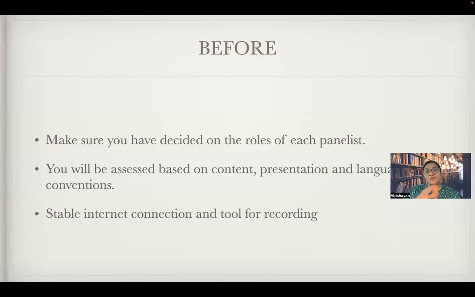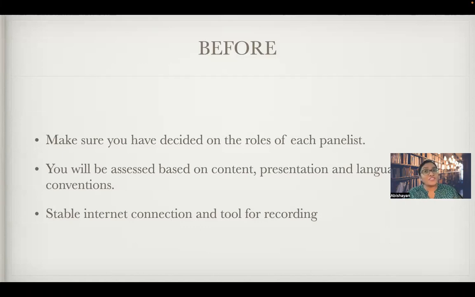You're going to be assessed based on the content. How much content input are you putting into the topic? And in terms of your presentation, are you organized in your speeches, all right? And are you able to present yourself well and use the language well too? Okay, and of course, the last part is language convention, where I will look at how much translation you are using in your presentation.